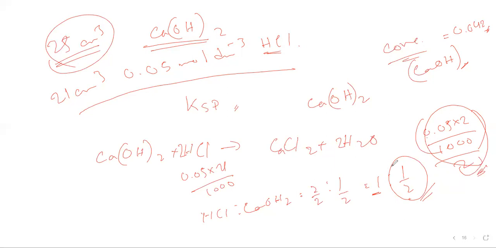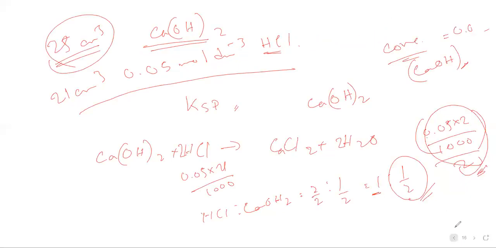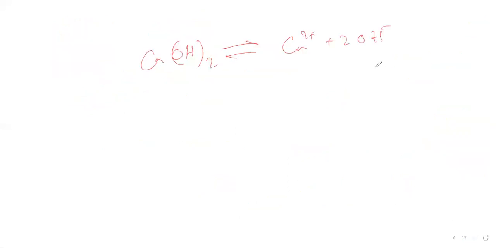Wait, not 0.042. First write the equation for the solubility product: Ca(OH)2 gives Ca2+ plus 2OH-. So it is 0.05 × 21 divided by 1000 divided by 2, and calculate the concentration by dividing by 25 over 1000, giving 0.021. I just wrote that for the concentration of OH-, but this is actually 0.021, the solubility value.